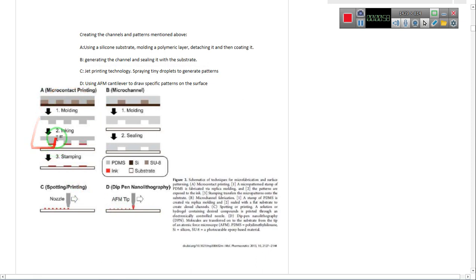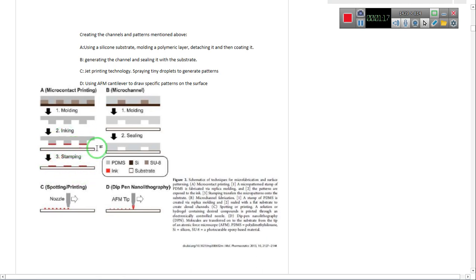And in the last strategy, which is called micro contact printing, we can use molds, and by inking the molds with, let's say, the solutions which contain the cells, we can stamp them on the substrate that we have.